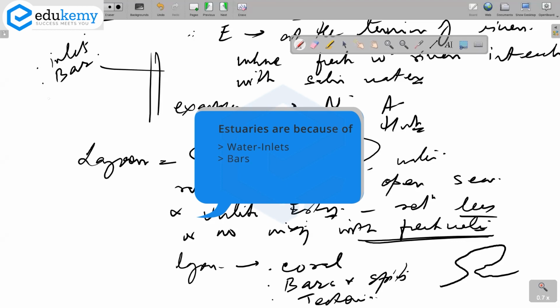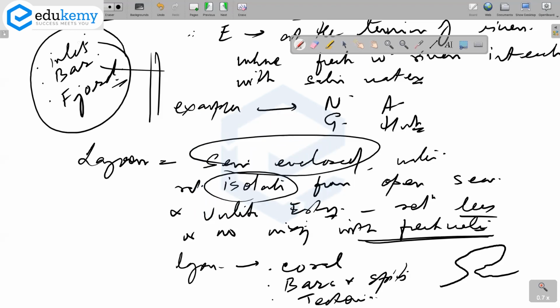They can also be because of fjords, F-J-O-R-D. Fjords are the submerged glacial valleys. Tectonic ones we have along the coasts of Gujarat. Because of the immense upheavals, along the Gujarat coast we have some tectonic lagoons there. Like the Kutch region is something like a tectonic lagoon.